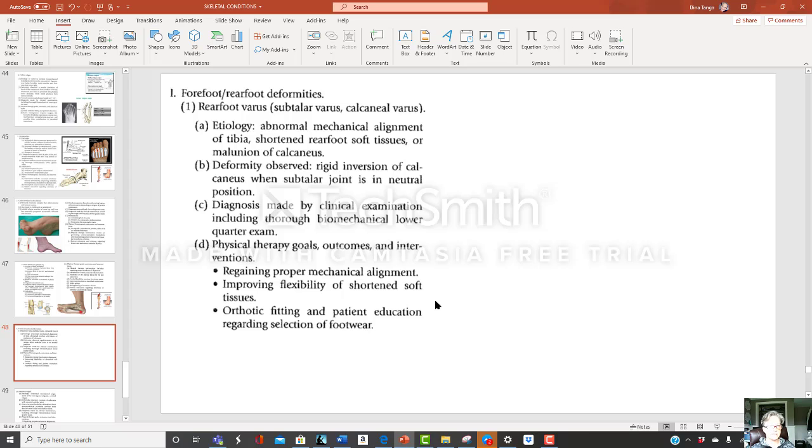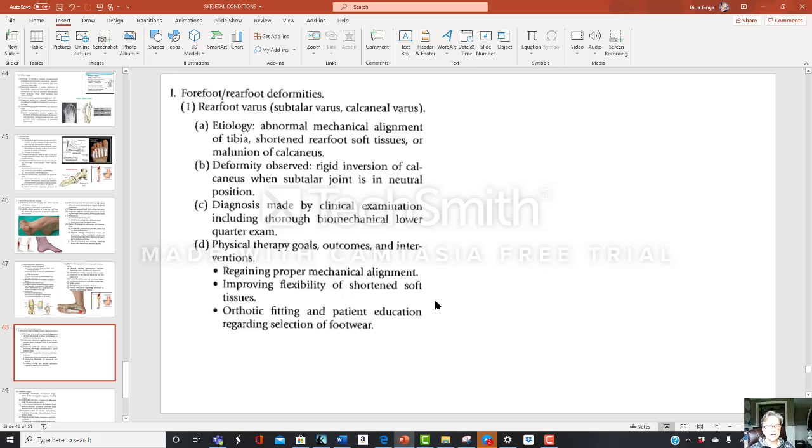Forefoot, rear foot deformities. Rear foot, subtalar varus, calcaneal varus. Etiology: abnormal mechanical alignment of the tibia, shortened rear foot soft tissues, or malunion of the calcaneus. Deformity observed: rigid inversion of the calcaneus when the subtalar joint is in neutral position.